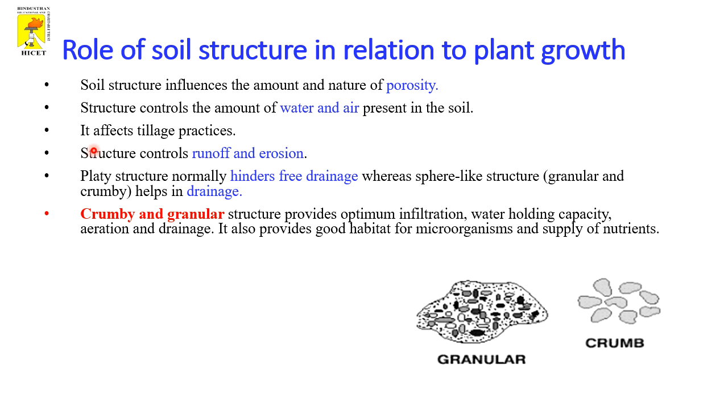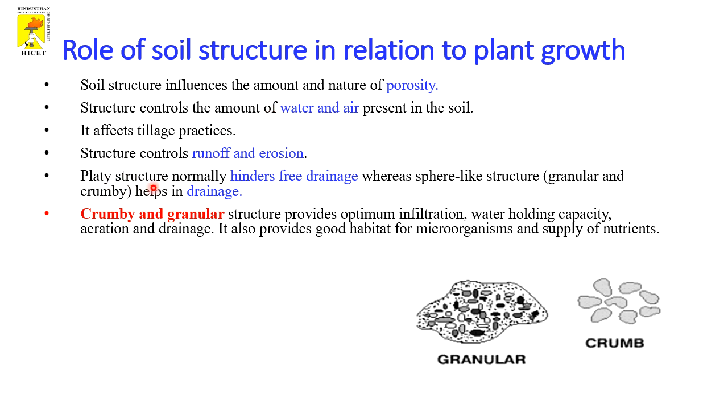It is also affected by tillage practices. Tillage practices means if we plow the land once or twice, soil structure is adversely affected. But soil texture is not affected by tillage practices. Soil structure also controls runoff and erosion because it contains some amount of pore space within the soil. So it controls the runoff and soil erosion by holding water molecules within the pores present in the soil.